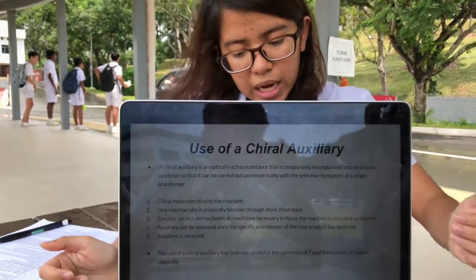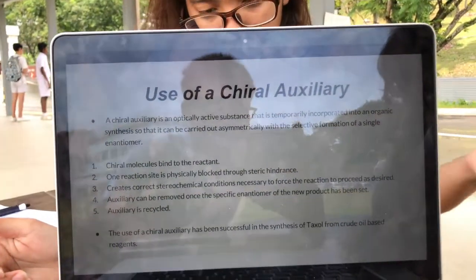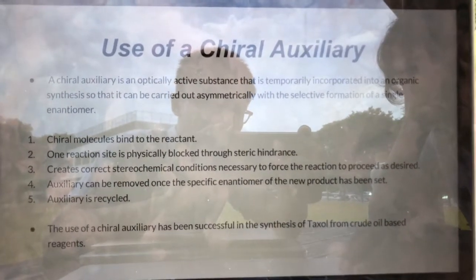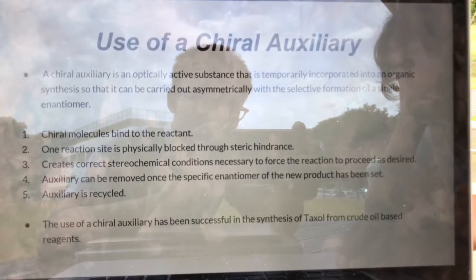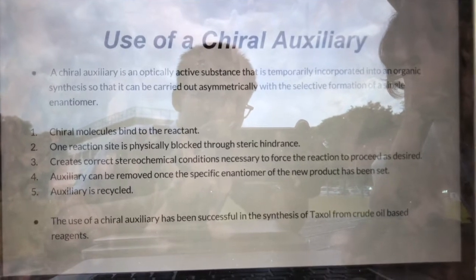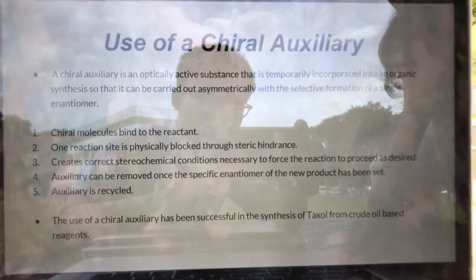And this process is described below in 5 steps. 1. The chiral molecule binds to the reactant. 2. One reaction site is physically blocked through steric hindrance. 3. This creates the correct stereochemical conditions required to force the reaction to produce the desired enantiomer. 4. The auxiliary is then removed once the specific enantiomer is set, and afterwards the auxiliary can be recycled.